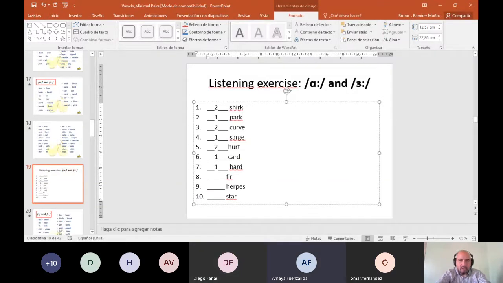Number seven, one. One. Barred. Number eight, two. Two. Fur. Number nine, two. Two. Herpes. And number 10, one. One. Star. Congratulations.